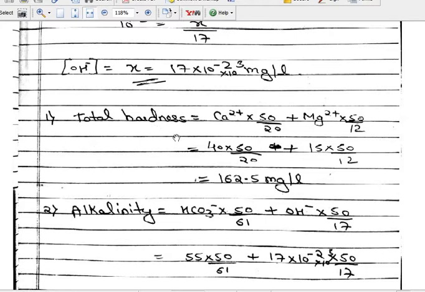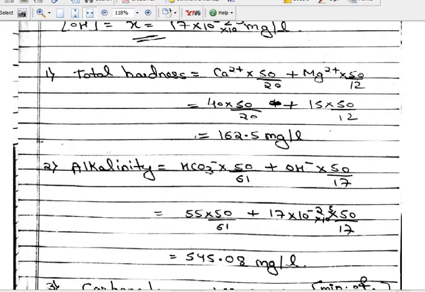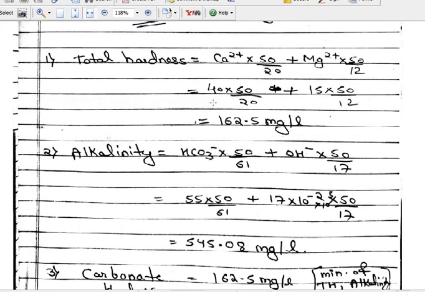Now the next step is this, total hardness. It is calcium ion concentration into 50 by 20 plus magnesium ion concentration into 50 by 12. It is given 40 and it is given 15. So simply place in the formula and you get 162.5 mg per liter.